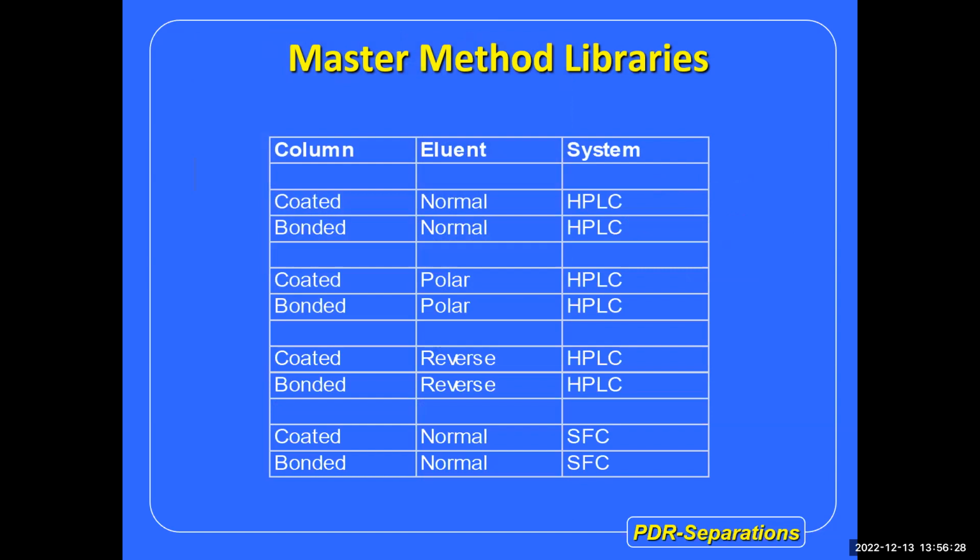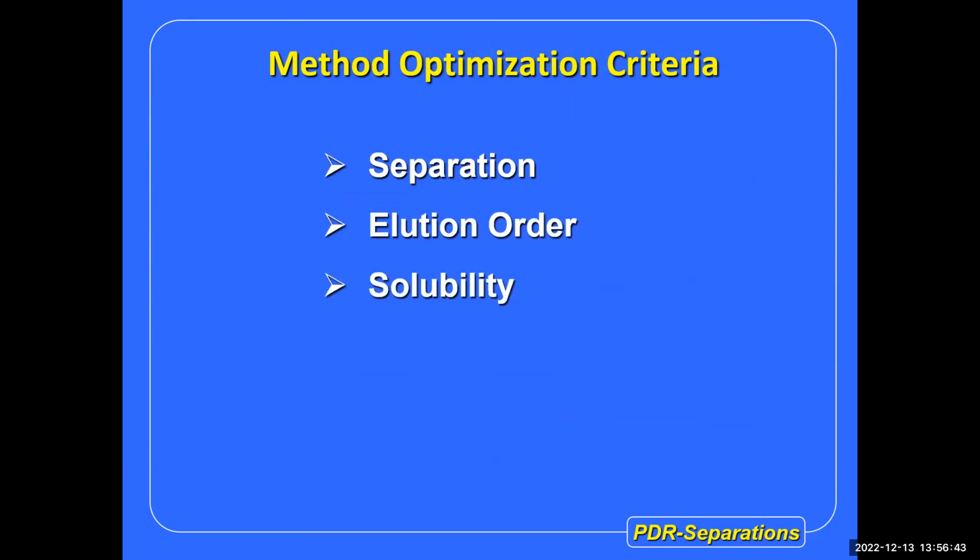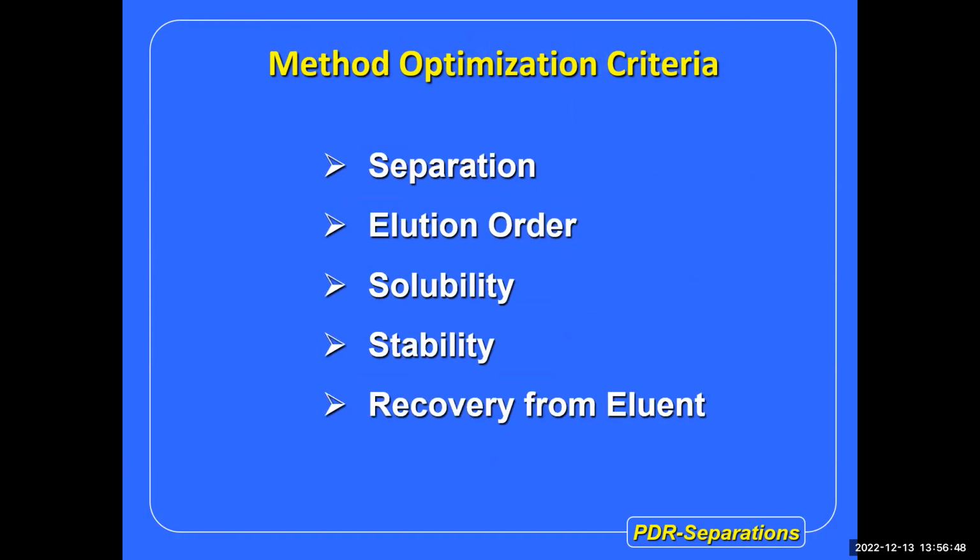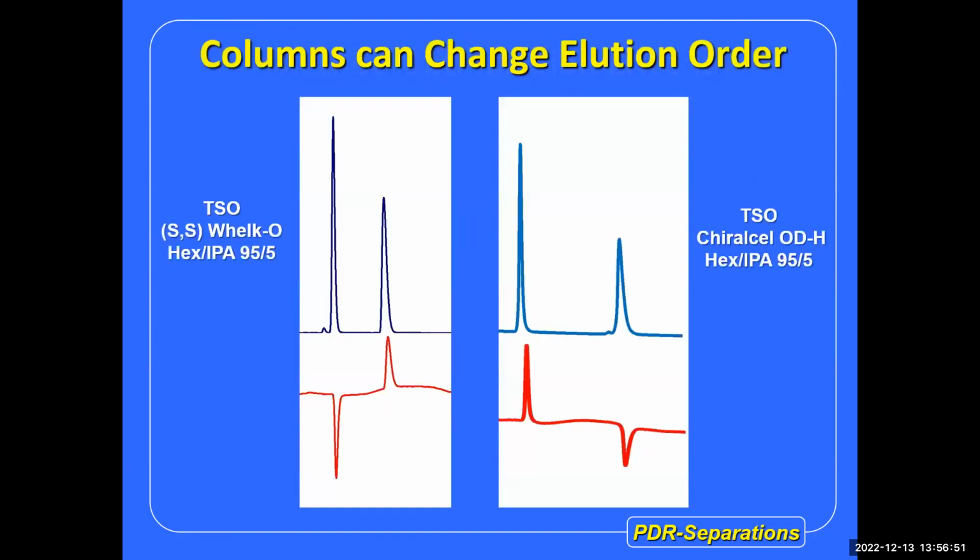Depends a little bit on the kind of eluent you're going to be using: normal, polar, reverse, normal phase, SFC, etc. Method optimization, obviously you need separation, but elution order is very important. Solubility is extremely important. Stability is important, and recovery from the eluent is very important. Here's an example of how you can change the elution order by different columns. On the left, you see a Welco. On the right, an ODH, same solvents in each case.